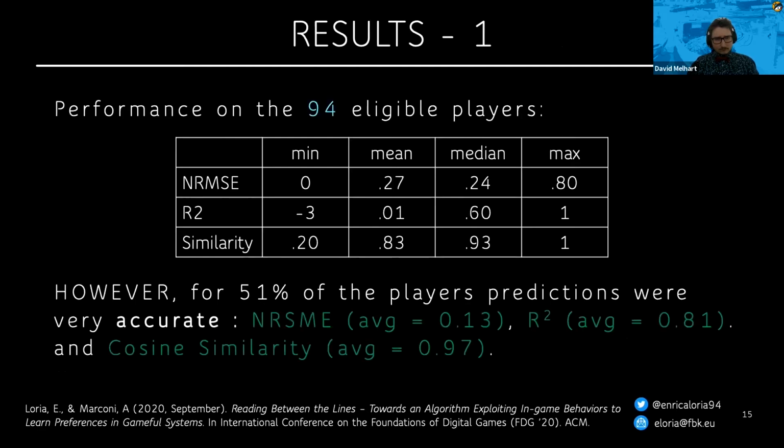As the table shows, the evaluation of our algorithm had very variable outcomes. For instance, the error spans between 0 and 0.8, while the similarity computed through R-square ranges between -3 and 1. We found that for 51% of the players, the predictions were very accurate, while for the remaining users, the algorithm worked poorly. Thus, we investigated further the causes of such variability.